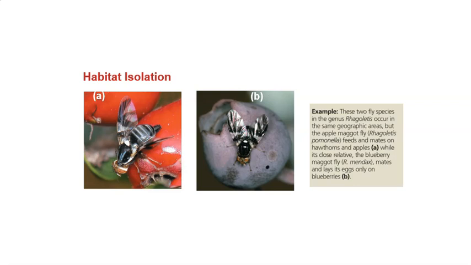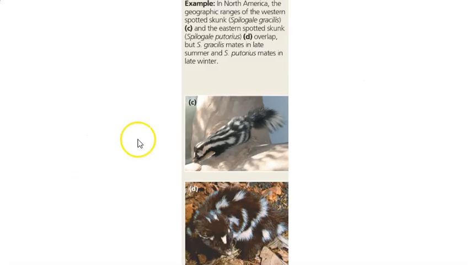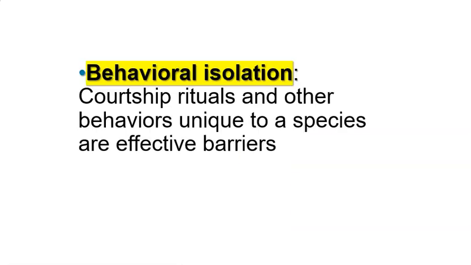Different habitat. Another pre-zygotic barrier is temporal isolation, in which species breed at different times of the day. They wouldn't mate and mix their gametes. And so the geographic ranges of the western spotted skunk and the eastern spotted skunk overlap, but they mate at different times of the year.